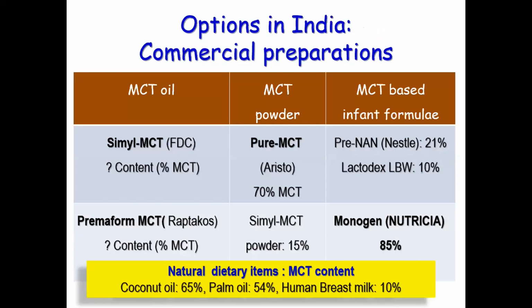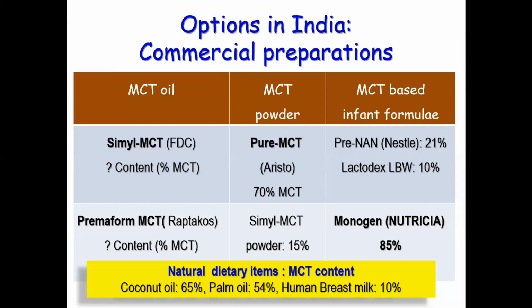Now, the problem in India is the availability. You have two major availability forms, which is the MCT oil, and the two products that I have listed here do not give us the exact content of the MCT. They say they contain 100% MCT, but it is not really mentioned anywhere. The other is the MCT powder, and that is widely circulated. And you will find the pure MCT powder containing 70% MCT. The female MCT powder contains only 15%.